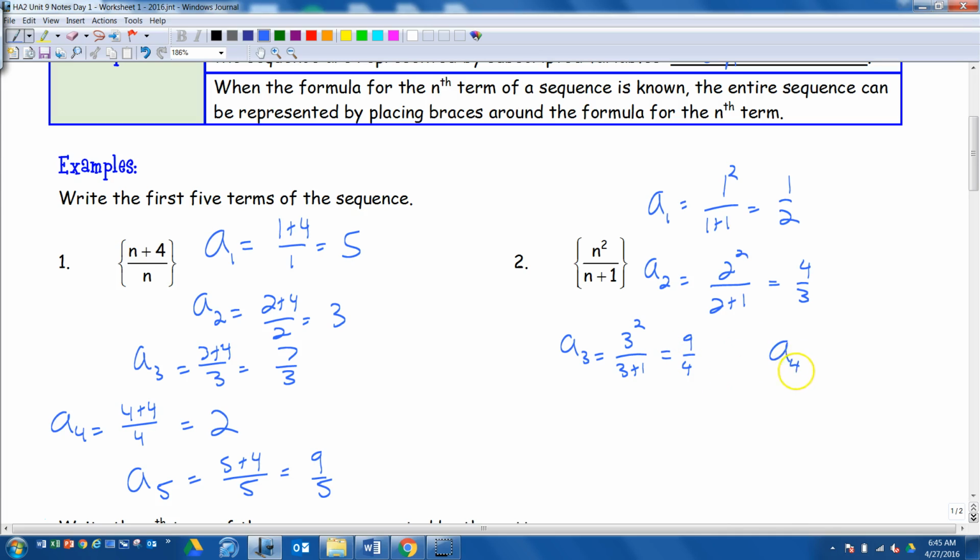When n is 4, you get 16 over 4 plus 1, which is 16/5. And finally, when n is 5, you get 5 squared, which is 25, over 5 plus 1, which is 25/6. So those are the first 5 terms of the sequence.